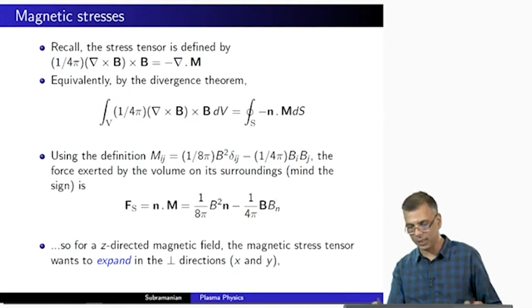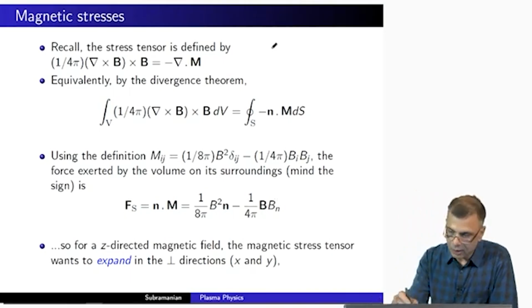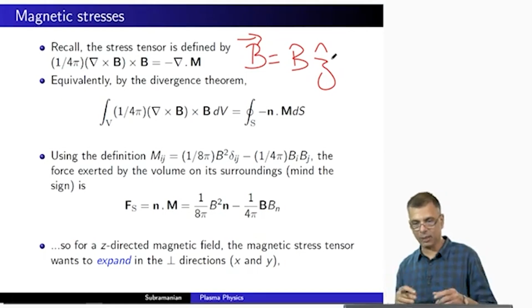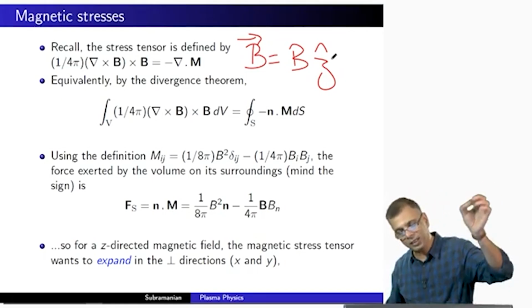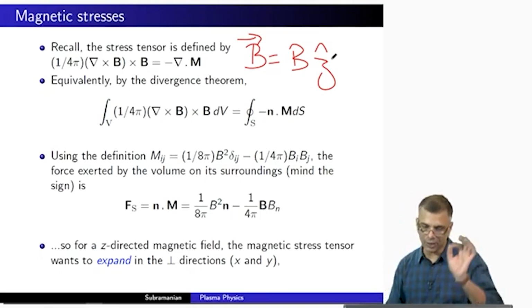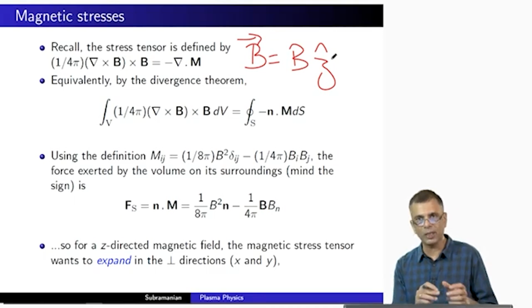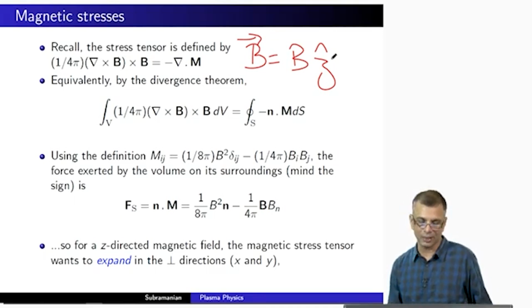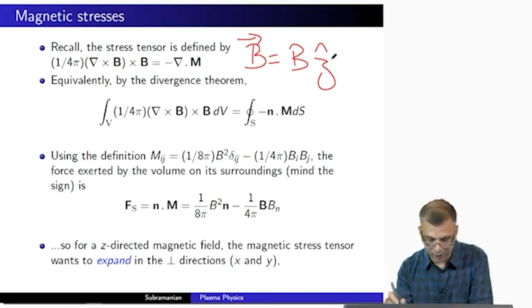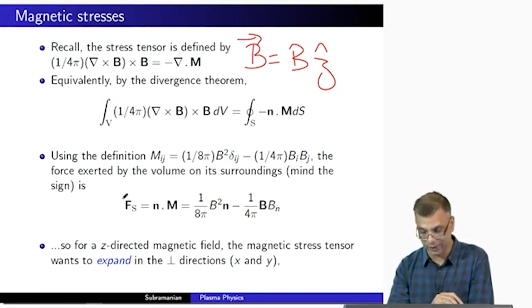Now let us say that B is like that, B z hat, a magnetic field that is exclusively in the z direction. Let us consider a magnetic field that is exclusively in the z direction, which means that n will be in the x and y directions, isn't it? So, for a z directed magnetic field, what is happening? How is this force directed?